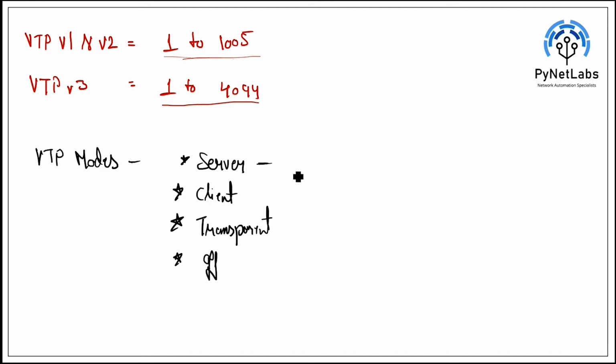So I'm writing here 1 to 1005, and it will only advertise if you have trunk ports inside the network. Those switches synchronize their VLAN database, and they synchronize with the help of what? If you remember, the configuration revision value. Anyone who doesn't know the config revision value? Sir, we don't know.